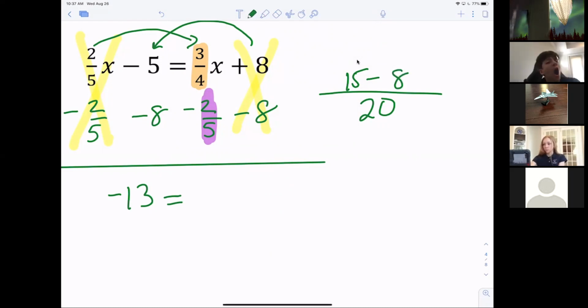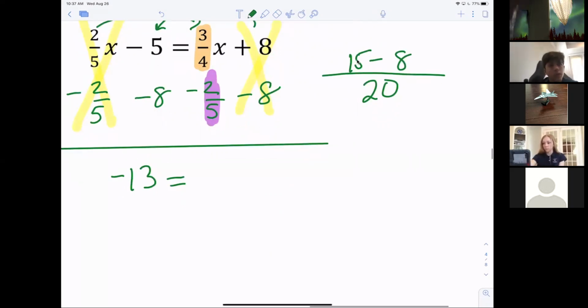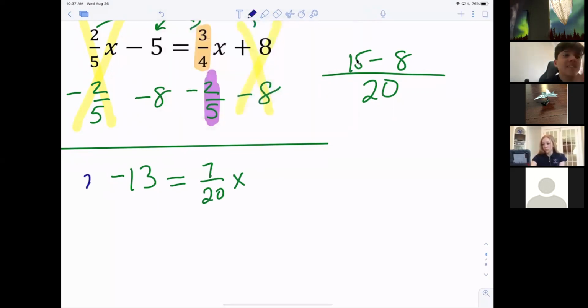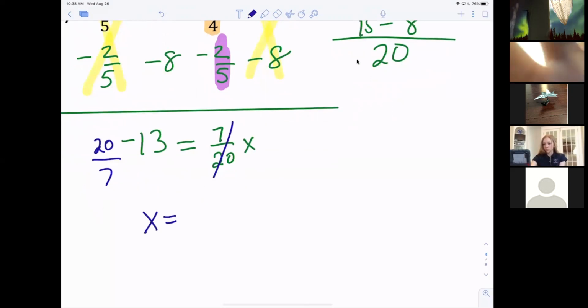That's how you should be thinking about the fractions. And now, what is 15 minus 8? So now I have 7/20 x. Now, I need to multiply by the reciprocal. What is the reciprocal? 20/7. So now we should be going, well, I'm smart enough, I already knew that. So I'm just going to put 20/7 over here and cross this out. So can anything be reduced?